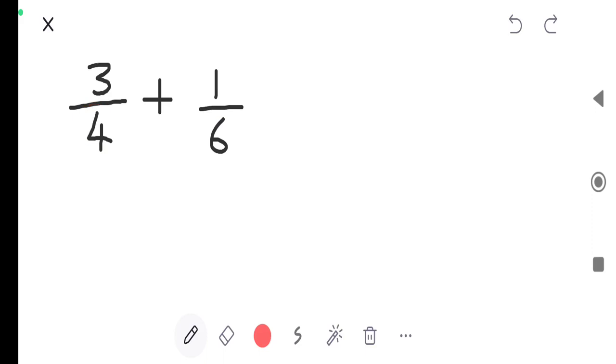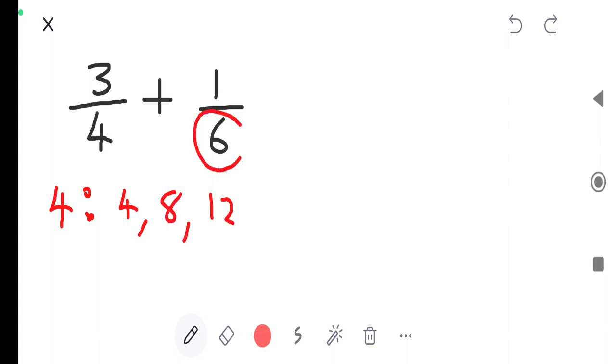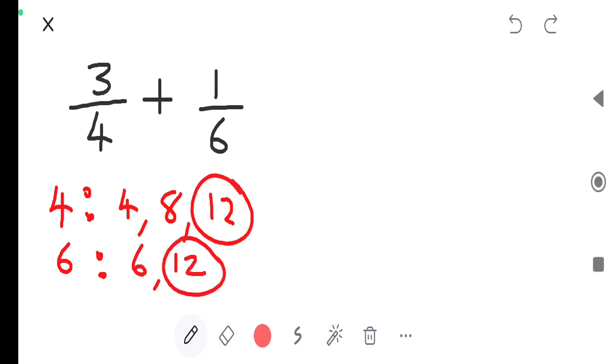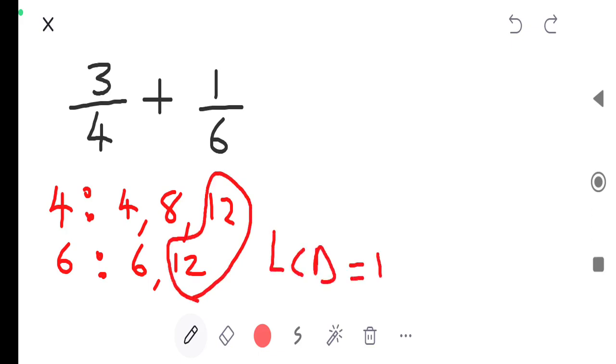So let's start with 4. You write 4. Then you write out the 4 times table. 4 times 1 is 4. 4 times 2, 8. 4 times 3, 12. Let me stop at 12. You write the second denominator, which is 6. You write out the 6 times table. 6 times 1 is 6. 6 times 2, 12. Now, 12 is here. 12 is here. That means that 12 is common. So the LCD becomes 12. So LCD equals 12.